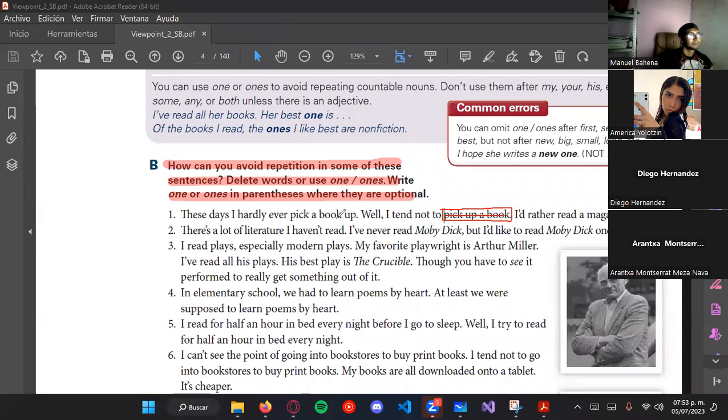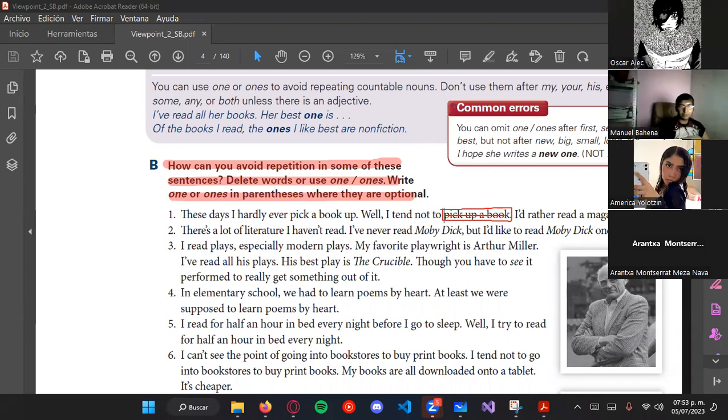Well, I tend not to. I'd rather read a magazine. Yes, there we go. Sounds better, right? Oh, excellent. Yes, perfect. Thank you, Aranza. Thank you very much. Number 2, let's see. Monse, are you here? Okay, Oscar, you go next.